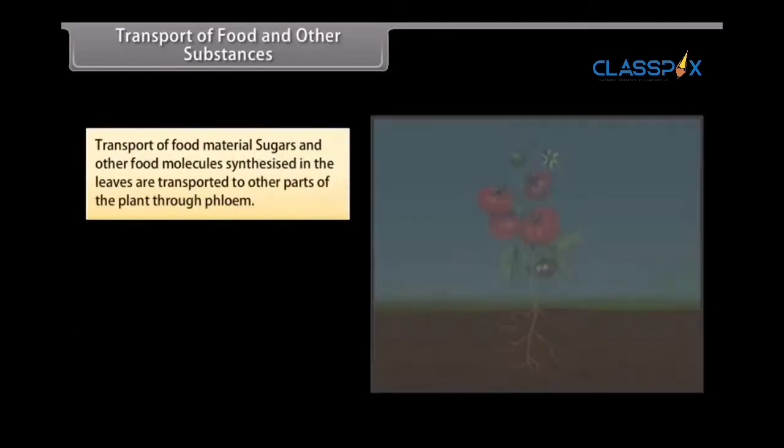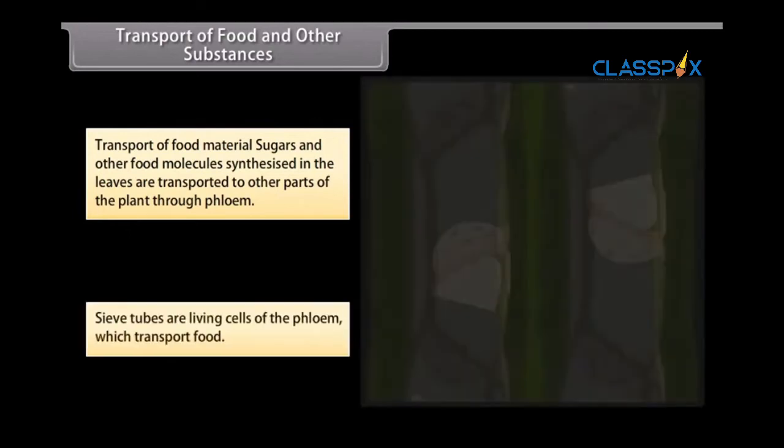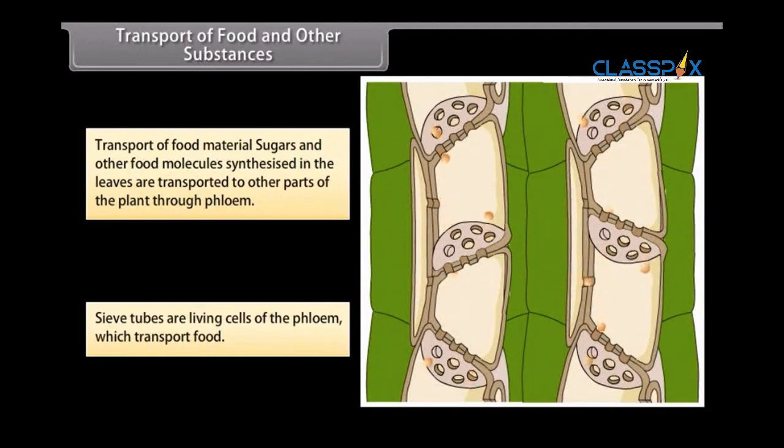Transport of food and other substances. Transport of food material, sugars and other food molecules synthesized in the leaves are transported to other parts of the plant through phloem. Sieve tubes are living cells of the phloem which transport food.